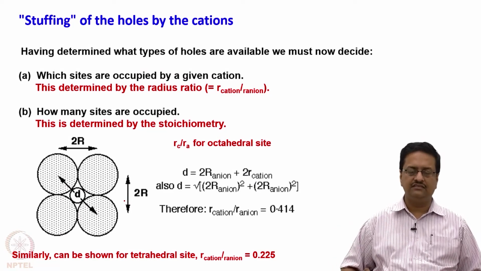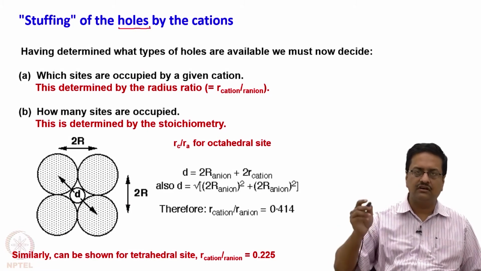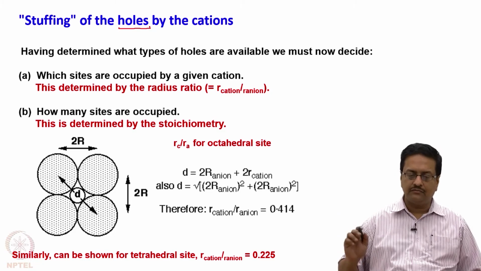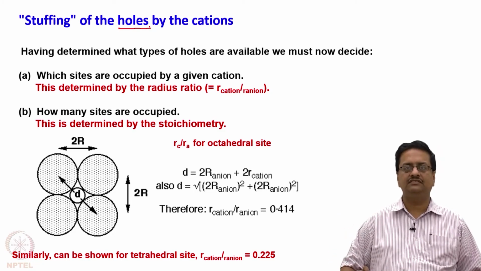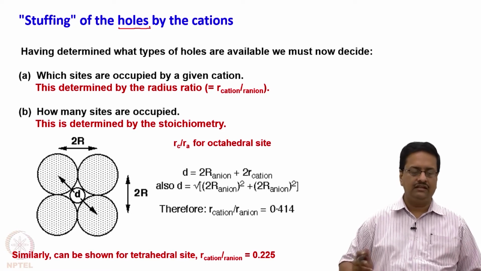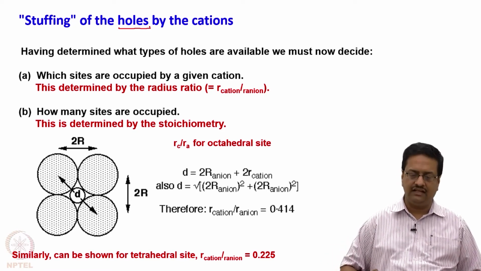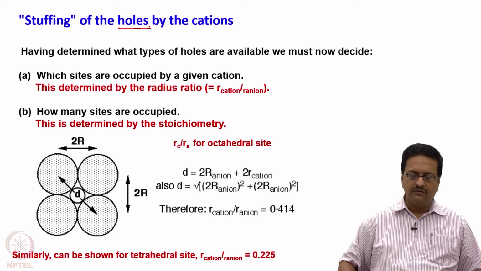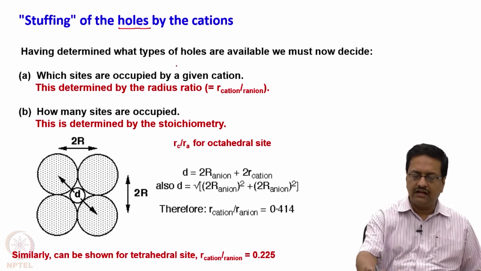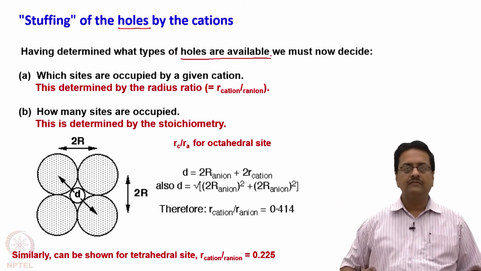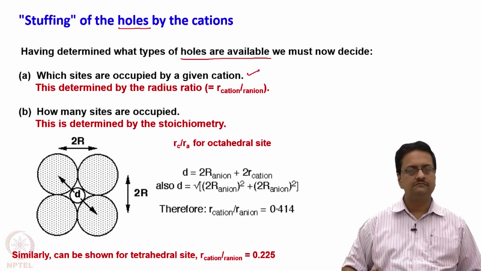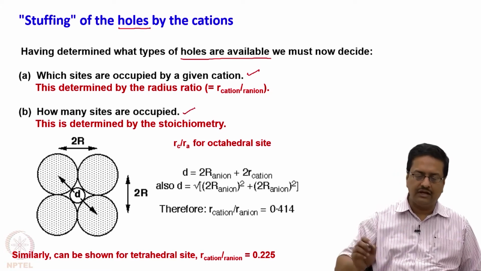So these interstitials are also termed holes, octahedral holes or tetrahedral holes, and we can think of generating different ceramic structures where you have a cation and anion, and in general the anions are larger in size, cations are smaller in size, and as a result the cations occupy these different interstitial sites. So when we have determined that there are different types of holes available, now we must decide which sites are occupied by a given atom and how many sites are occupied.